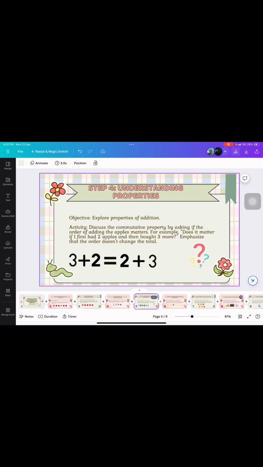This means, regardless of whether you first had 2 apples and then bought 3 more, or if you initially had 3 apples and then bought 2 more, the total number of apples you end up with remains the same, which is 5. Emphasizing this property helps students understand that addition is not affected by the order in which the numbers are added. It's a fundamental concept in arithmetic and lays the groundwork for more advanced mathematical operations.